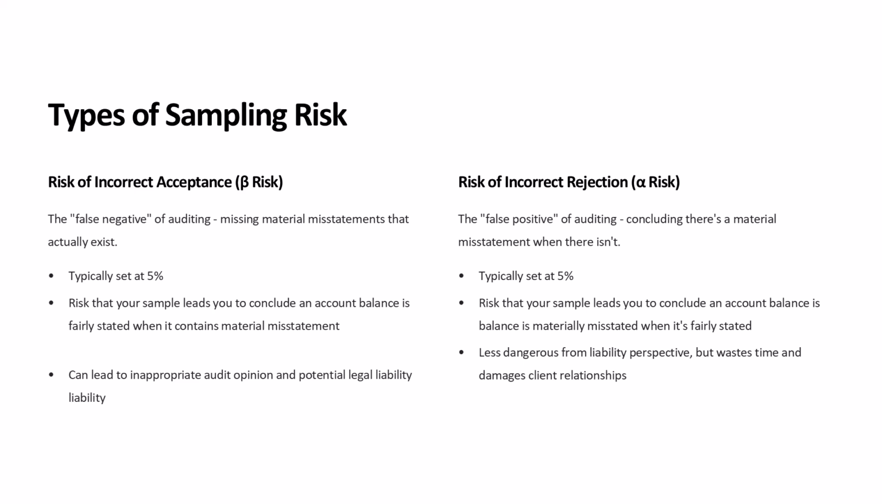Risk of incorrect rejection, or alpha risk, is also typically 5%. This is the false positive, concluding there's a material misstatement when there actually isn't. This just wastes everyone's time and annoys the client. It represents the risk that your sample leads you to conclude that an account balance is materially misstated when it's actually fairly stated. While less dangerous from a liability perspective, it's still inefficient and can damage client relationships.